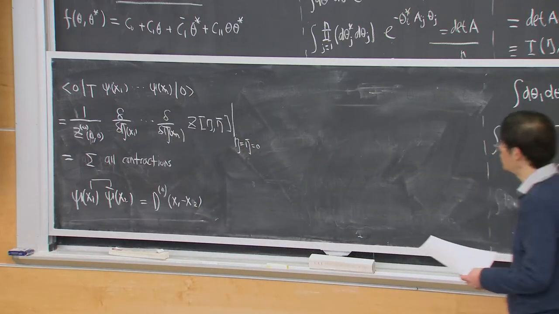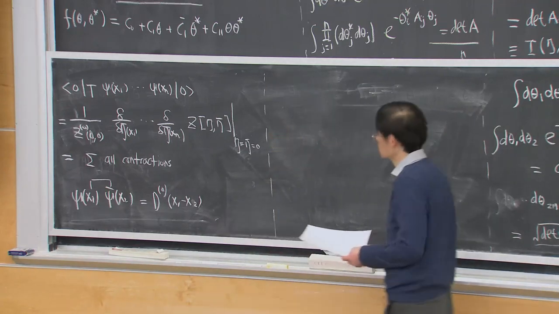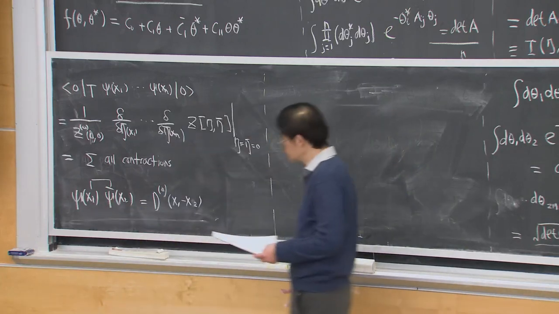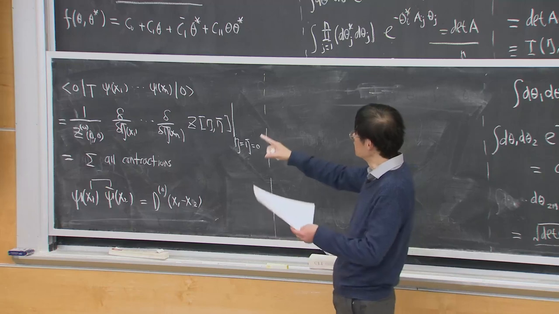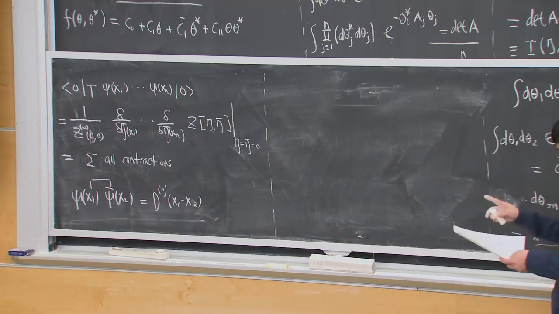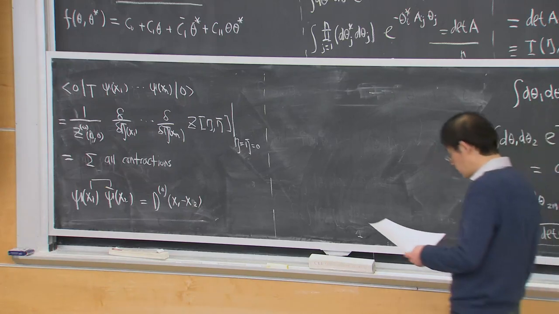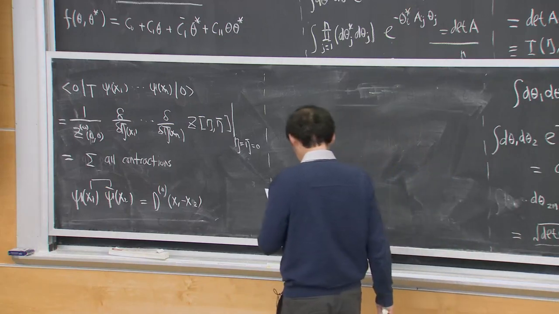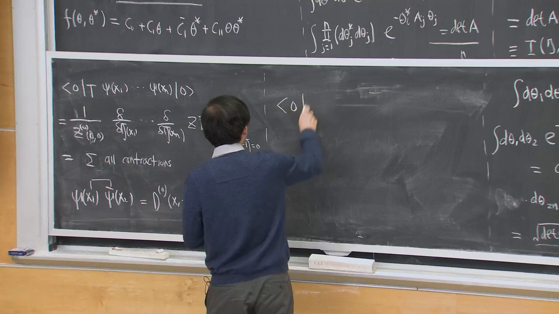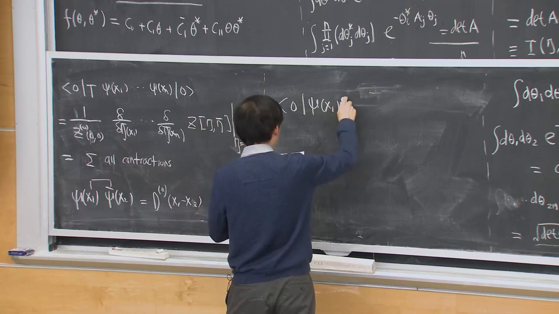So now you have to be careful. One thing you have to be careful about: now all these become anti-commuting. So when you take the derivative and do the contraction, you have to be careful about the order of the psi. For example, if you look at the two-point function, if you have psi x1, psi bar x2.